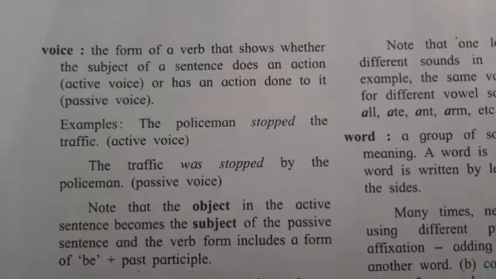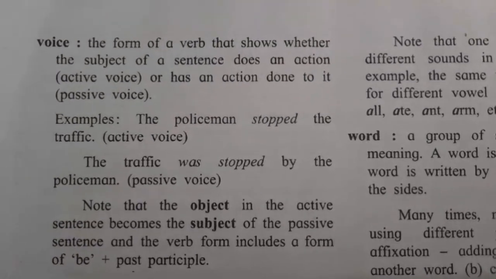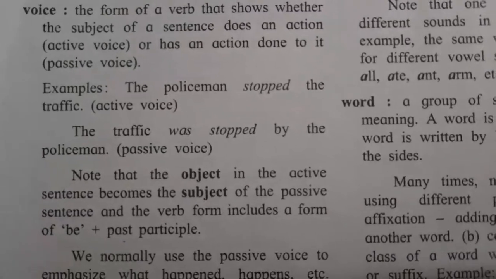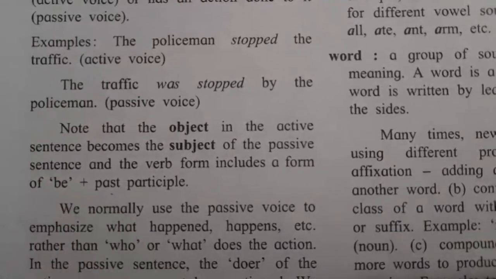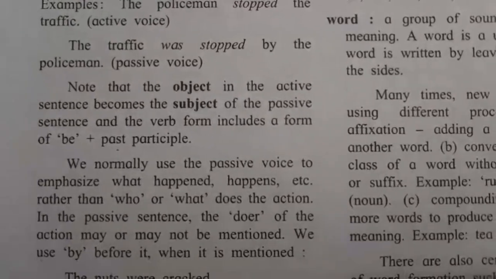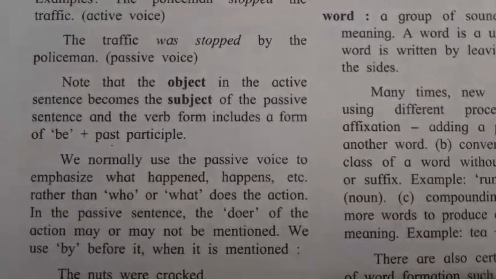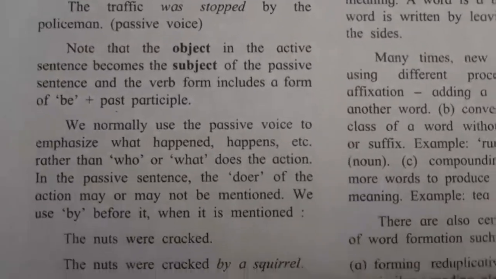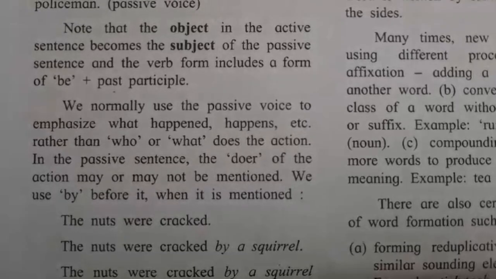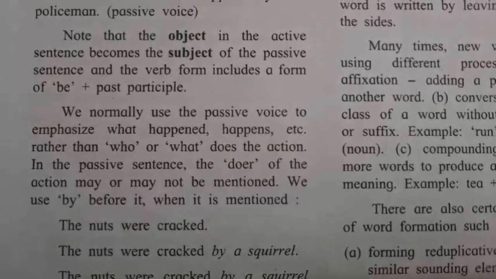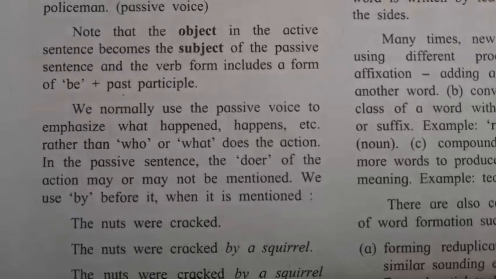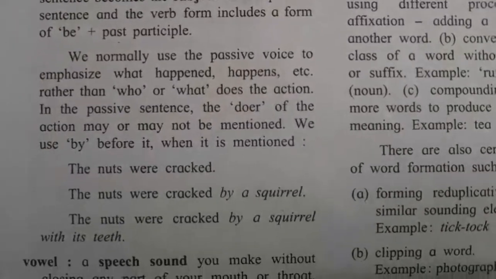Now voice. Voice is the form of a verb that shows whether the subject of a sentence does an action or has an action done to it. Examples: the policeman stopped the traffic is active voice. The traffic was stopped by the policeman is passive voice. Note that the object in the active sentence becomes the subject of the passive sentence and the verb form includes a form of be plus past participle.